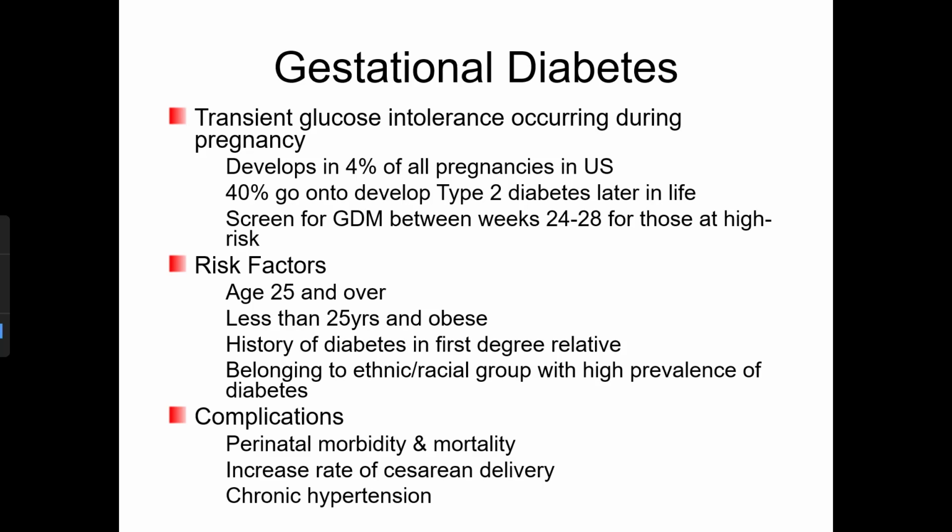Risk factors for the mom include age 25 and over, less than 25 and obese, history of diabetes in a first-degree relative, belonging to an ethnic racial group with a high prevalence of diabetes. Complications include perinatal morbidity and mortality, increased rate of cesarean delivery, or chronic hypertension.